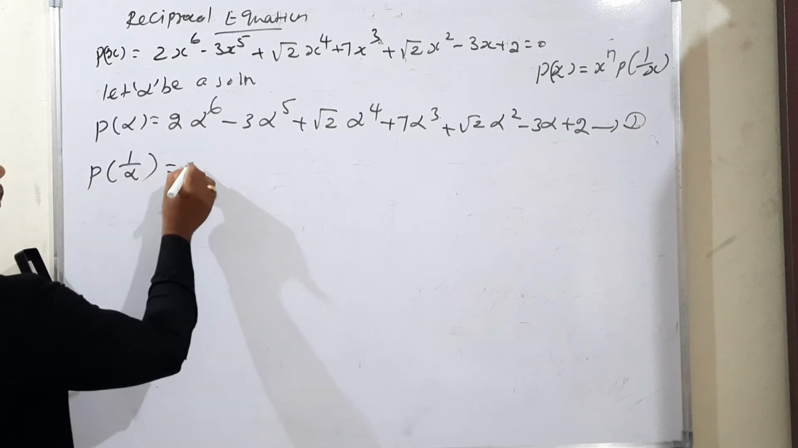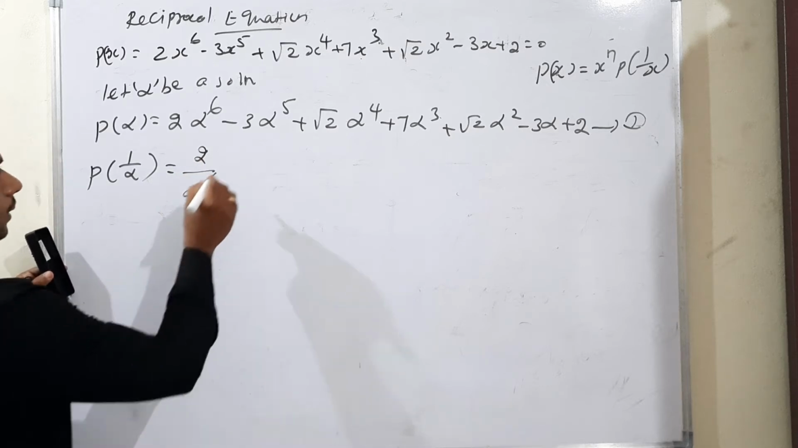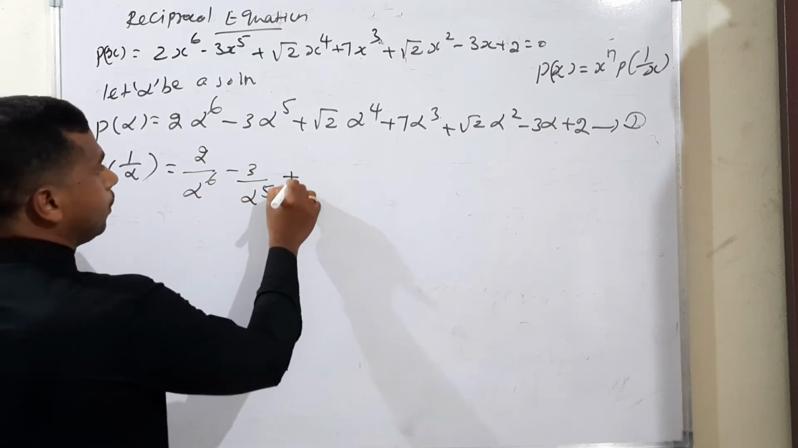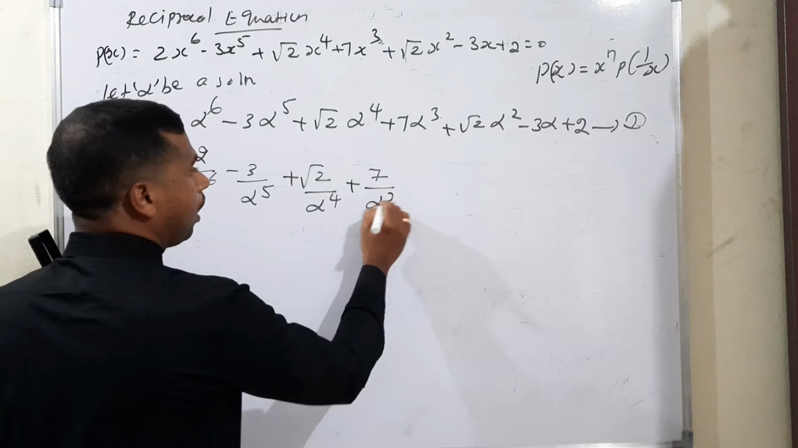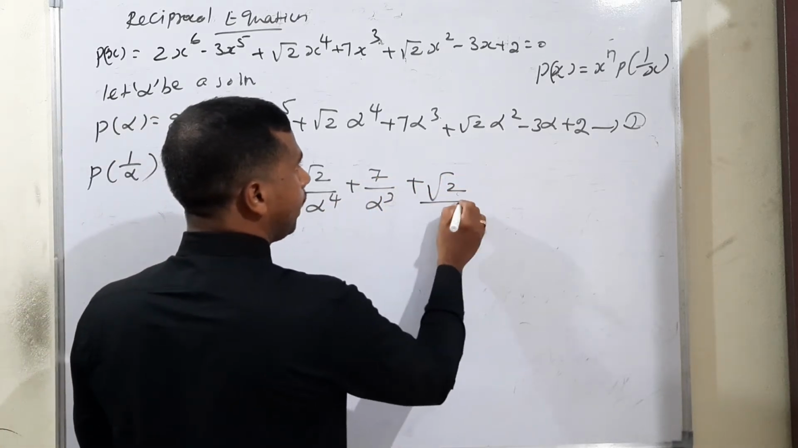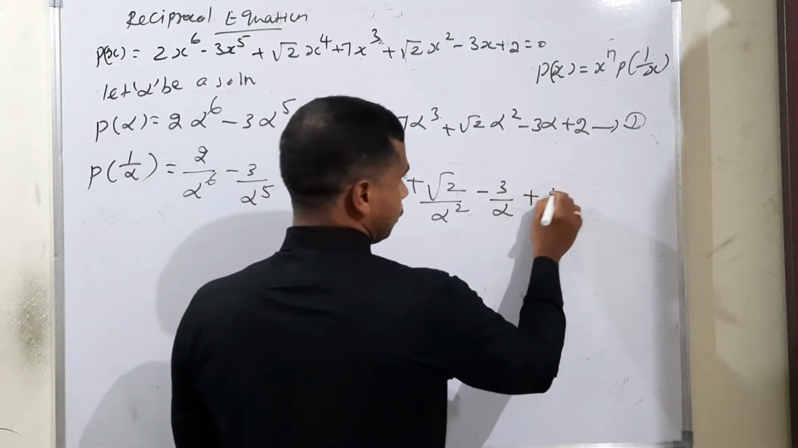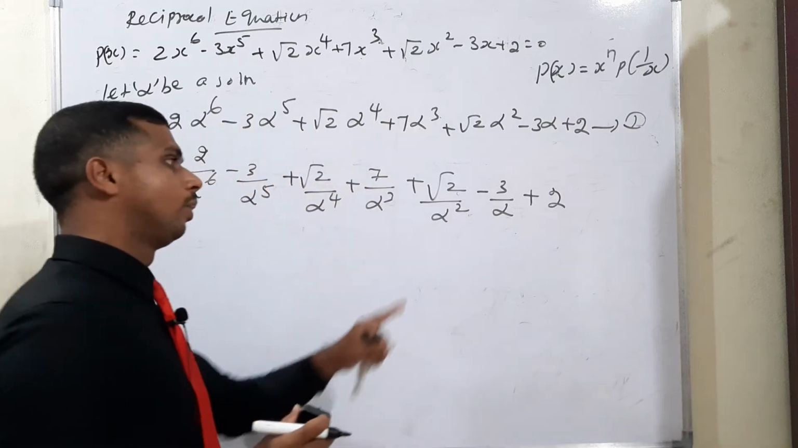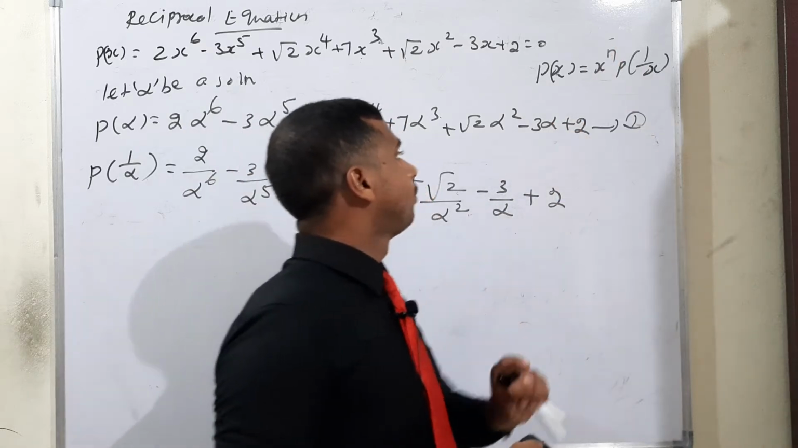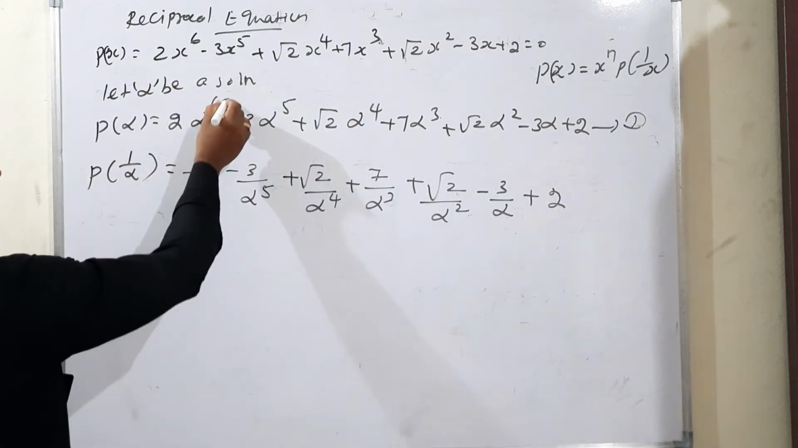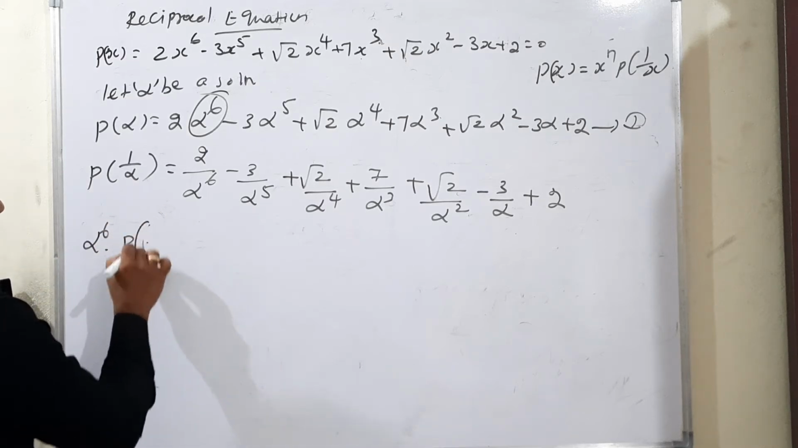So P of 1 by alpha is equal to 2 by alpha power 6, minus 3 by alpha power 5, plus root 2 by alpha power 4, plus 7 by alpha cube, plus root 2 by alpha square, minus 3 by alpha, plus 2. There is only a constant at the end, that's why I have written only the number. Now, after getting the reciprocal, multiply with the highest degree. Here alpha power 6 is there, so we have to multiply alpha power 6 into P of 1 by alpha.